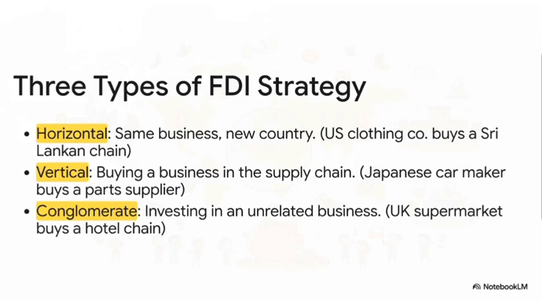Second, you have vertical FDI. This is all about buying a part of your supply chain, like a Japanese car maker buying a parts supplier. And finally, you get conglomerate FDI. This is when a company invests in something completely different from its main business. Think a UK supermarket buying a hotel chain in the Maldives.